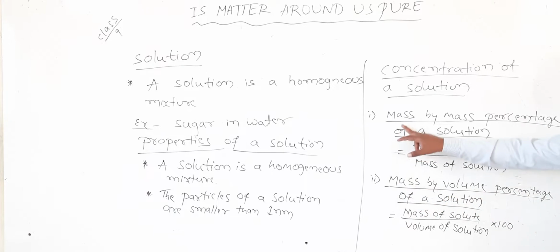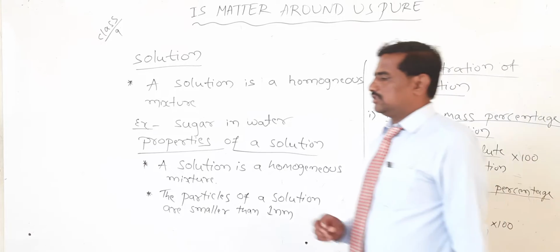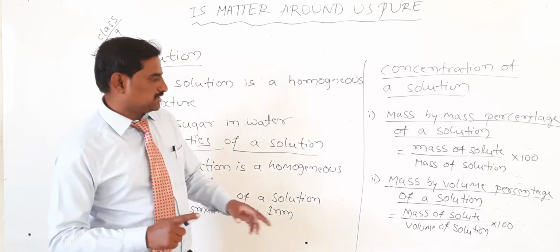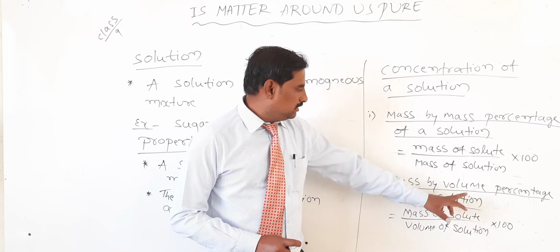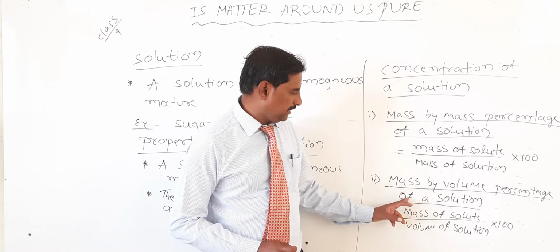The first one is the mass by mass percentage, and the second one is the mass by volume. The third one is volume by volume. Okay, what is the third one? The volume by volume.